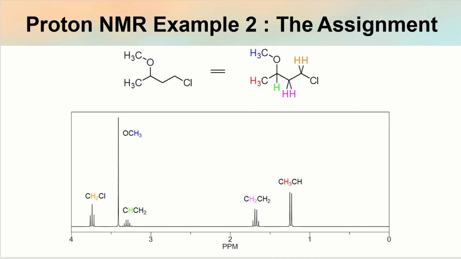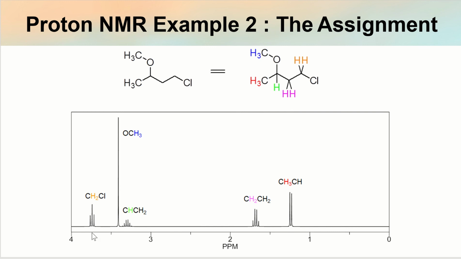All right, so let's look at the assignment. Here, the most de-shielded set of protons would be the methylene attached to the electronegative chlorine, which is here, and it's a triplet because it has 2 neighboring protons. And another peak, at 3 point, maybe 6, 7, right? 7-ish. All right, that's the midpoint here.